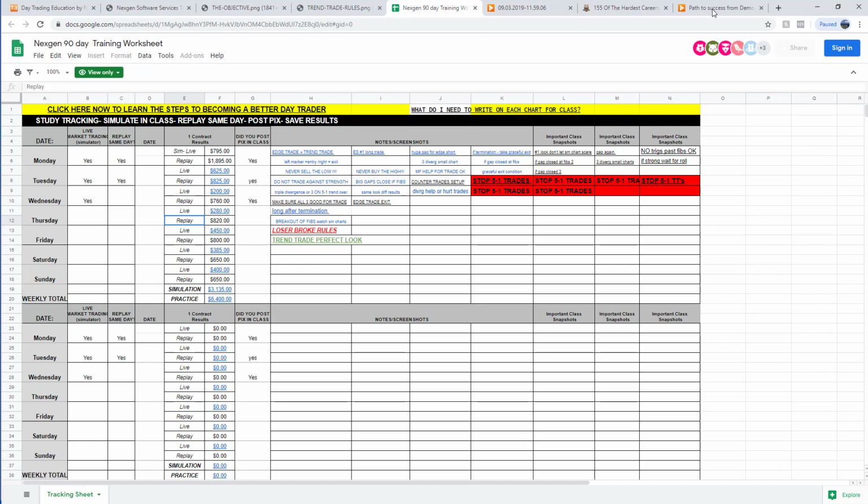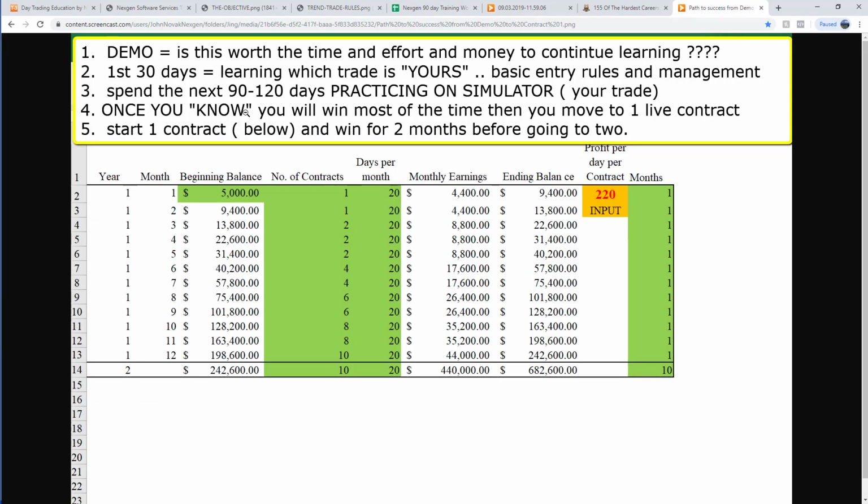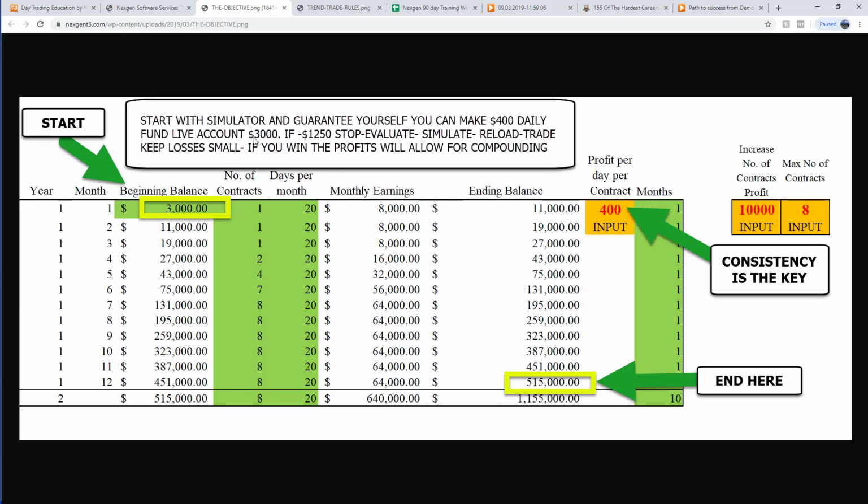So again, there's a path to success, and only when you can guarantee yourself that you're going to win most of the time can you then fund an account. Put a few grand in there. Prove that you can do it real time with real money, and if you lose $1,250, stop. You're not doing it right. You should be able to trade for a month straight on Simulator without a $1,250 per contract drawdown. Do you guys understand what I mean by that? You should be able to trade for a month without losing $1,250 on one contract. And then you should be ready to go.